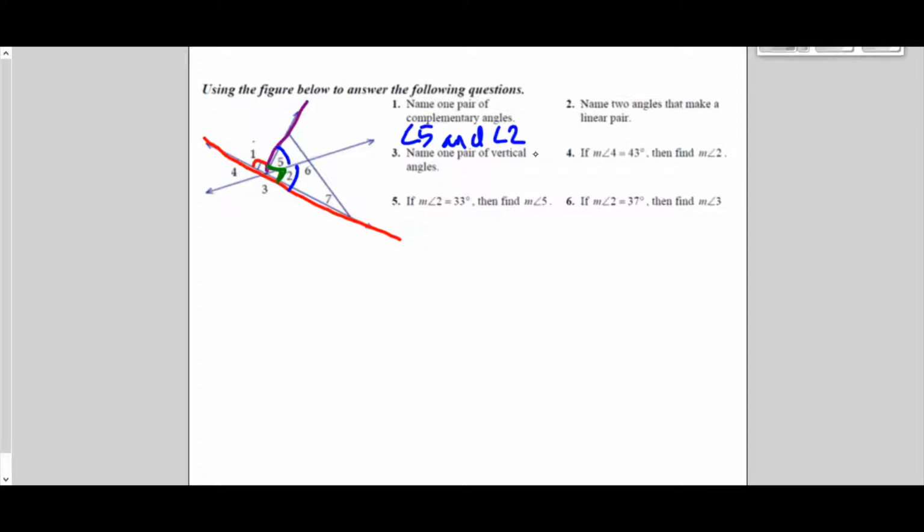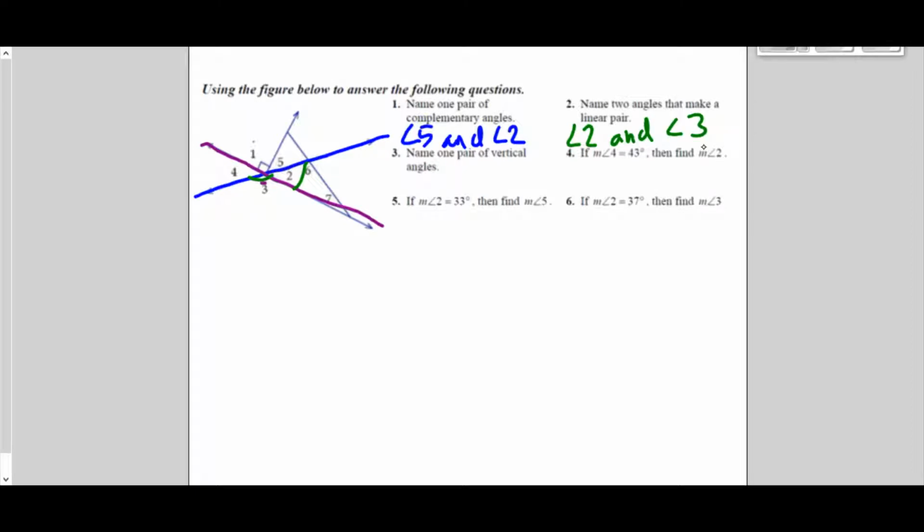Number 2, name two angles that make a linear pair. So remember, a linear pair is two adjacent angles that form along a straight line. Let me erase what I have drawn here. In this example, here is a straight line, and here's another straight line. Angle 3 and angle 2 satisfy that. Those are two adjacent angles that form along that blue line. So we could say angle 2 and angle 3. That's one pair, but there's another one.